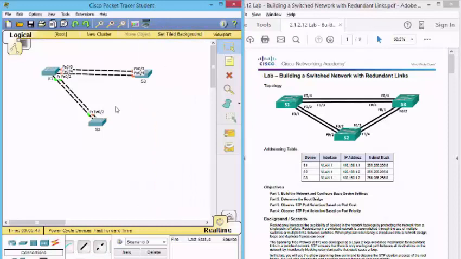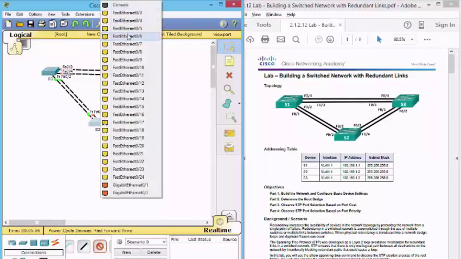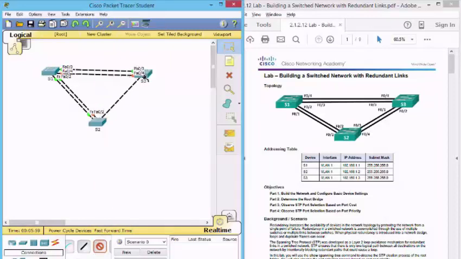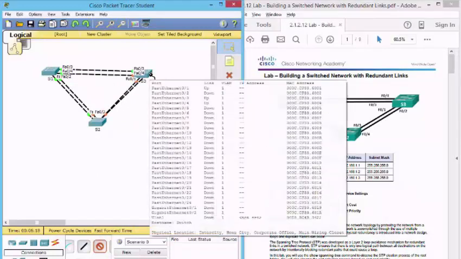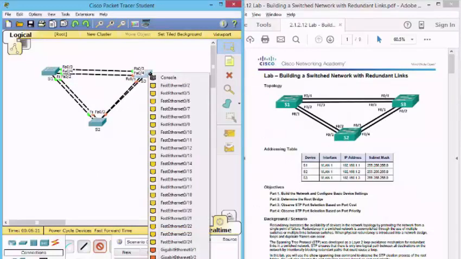Now for these two, switch S2 and S3: FastEthernet 3 goes to FastEthernet 1 of switch 3, and FastEthernet 4 goes to FastEthernet 2 of switch 3.